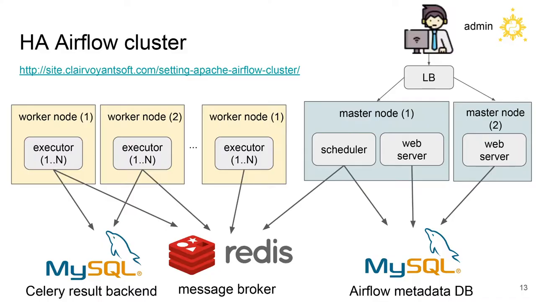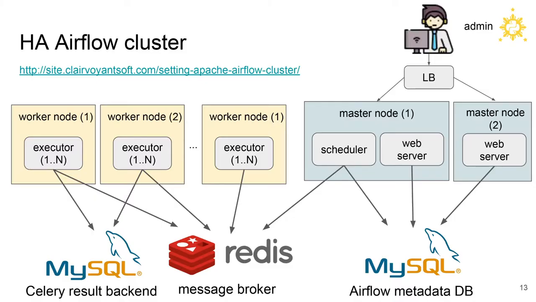From now, I want to explain how you build the Airflow cluster. In production, the Airflow server must be highly available because sometimes you have to continue the service every day, 24 hours a day. So usually we build an Airflow cluster. We build some master nodes. A master node has a scheduler, a job scheduler, and also a web server. And each worker node has an executor, which is a thread to run each job.